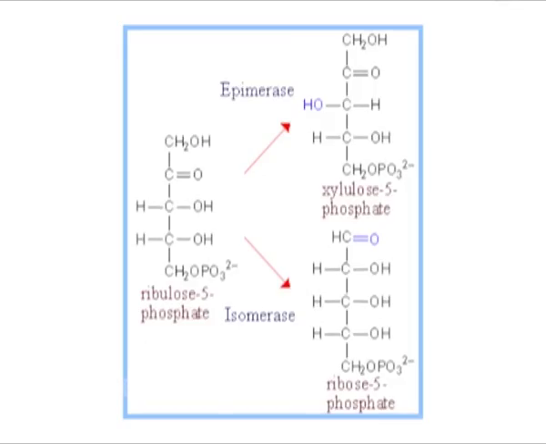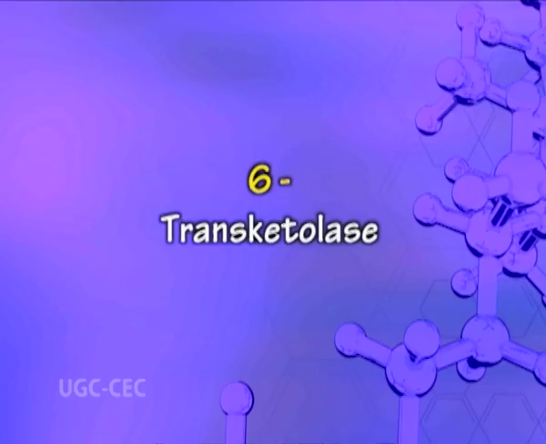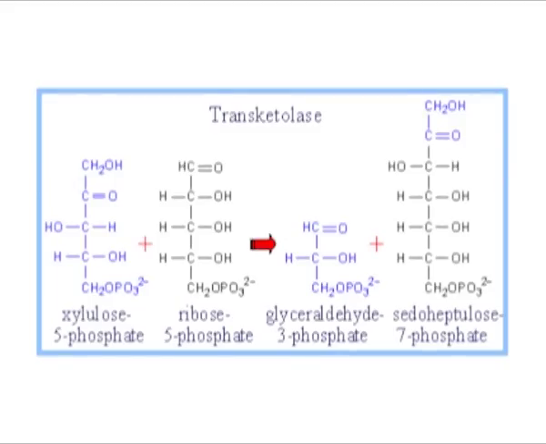Both reactions of epimerase and isomerase involve deprotonation to form an enediolate intermediate, followed by specific reprotonation to yield the product. Both reactions are reversible. Number 6. Transketolase transfers a ketol moiety, that is a 2-carbon fragment, from xylulose 5-phosphate to either ribose 5-phosphate or erythrose 4-phosphate.